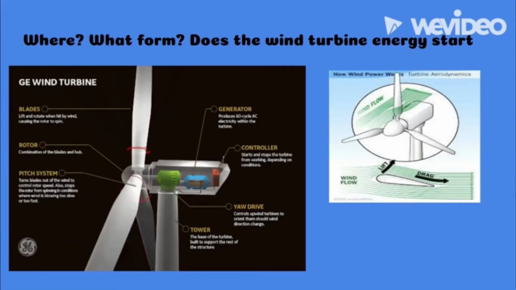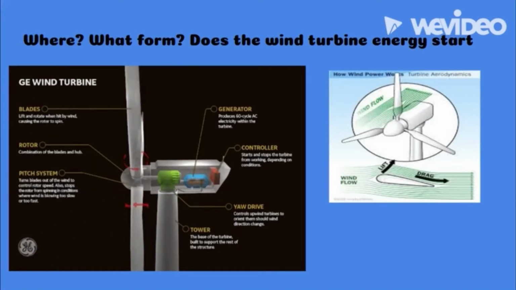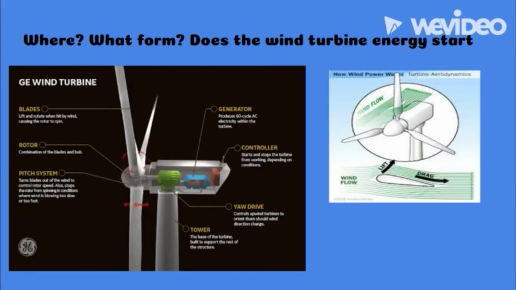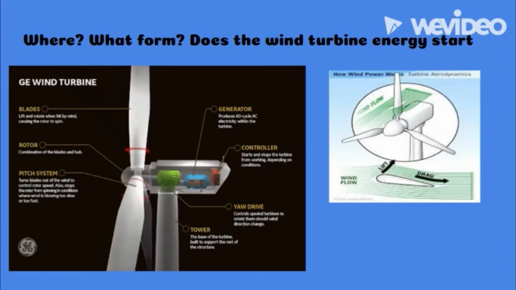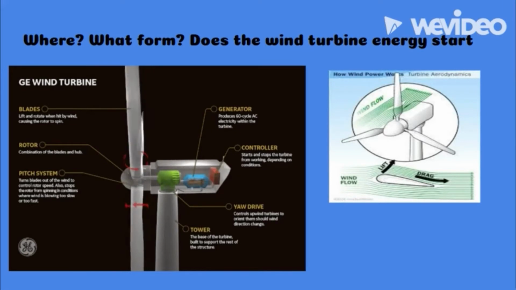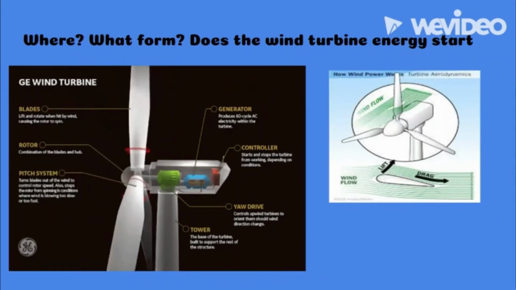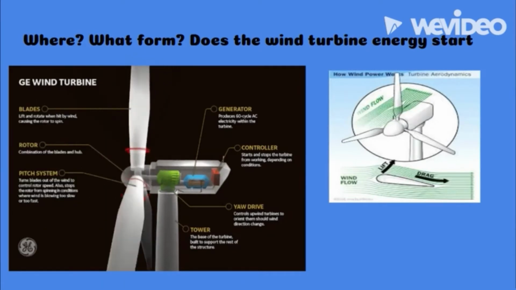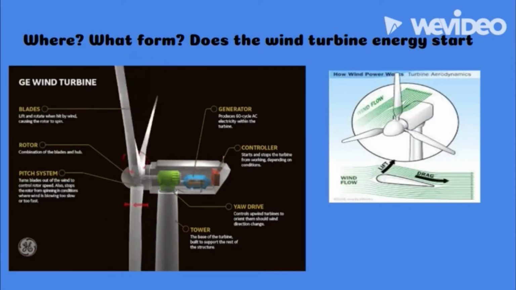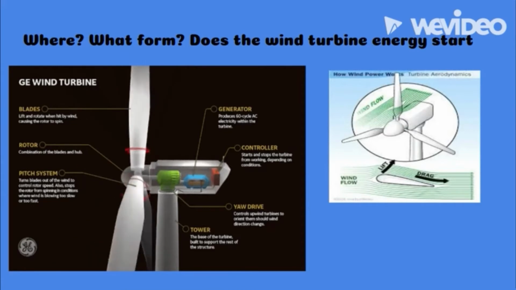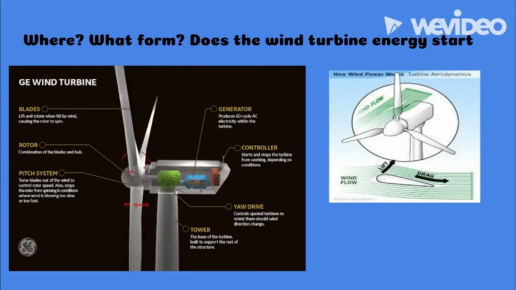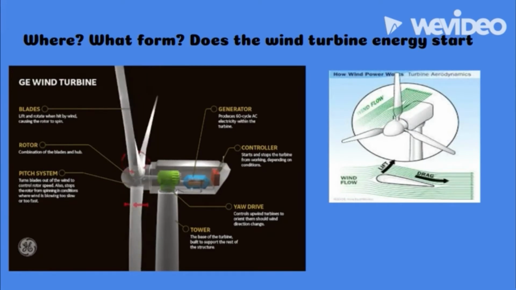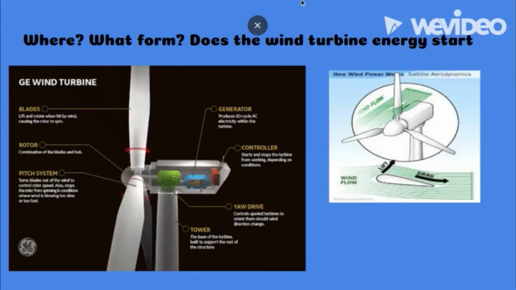What form does the wind turbine energy start? A wind turbine turns energy into electricity by using the aerodynamic force from rotor blades, similar to the ones on an airplane. The different air pressure from the two sides of the blade creates both a lift and a drag. Once it's connected to the generator, the translation of aerodynamic force creates electrical energy.